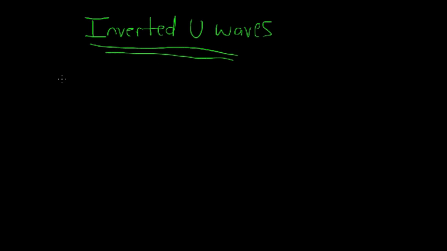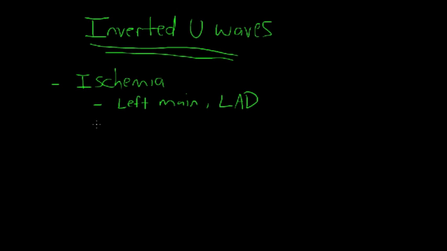Name some underlying causes of inverted U waves. Inverted U waves can be due to ischemic heart disease, a common cause, often indicating left main or LAD disease. They also show up in myocardial infarctions, especially in leads with pathological Q waves. They can also be seen during episodes of acute angina or during coronary artery spasms, i.e. Prinzmetal's angina. And what about non-ischemic reasons for inverted U waves?